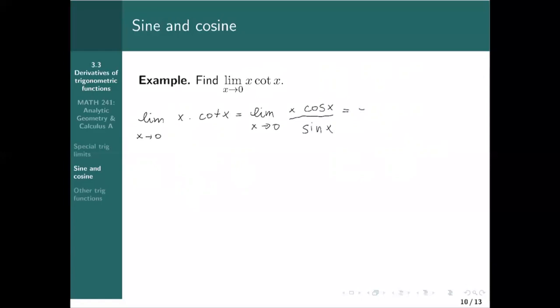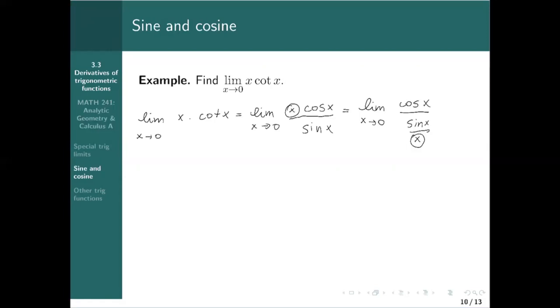And this is equal to limit as x goes to 0 of cosine of x over sine of x over x. So the x that I had here in the numerator, I put it here in this denominator. And why did I do that? This is a trick that makes this limit work. I did not expect you to know this trick, but now that I'm telling you, you can use it.